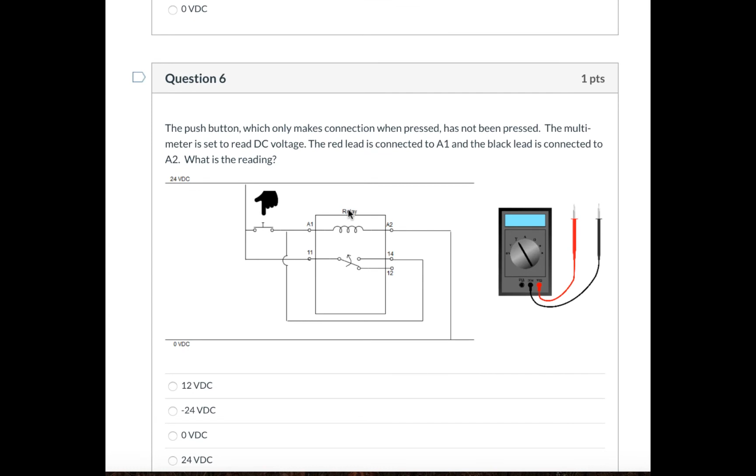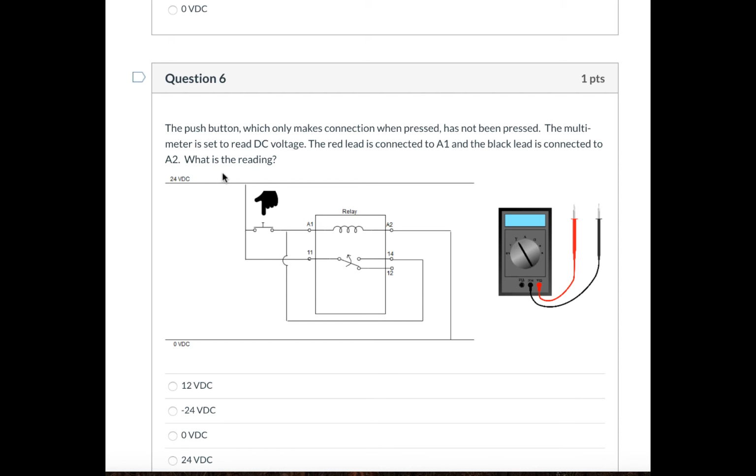Question 6. We introduce a relay. The push button, that's this thing right here, this little finger is going to push this button, which only makes contact when pressed, has not been pressed. The multimeter is set to read DC voltage. The red lead is connected to A1, this contact here, and the black lead is connected to A2, right here. What is the reading? All right, well, let's trace this out and see what we can figure out.